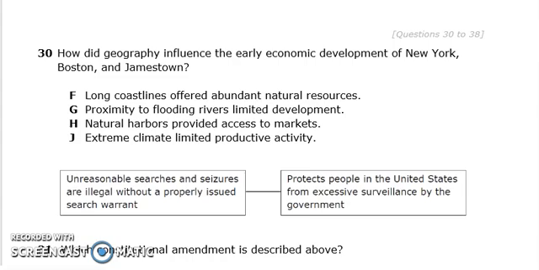Number 30. How did geography influence the early economic development of New York, Boston, and Jamestown? F. Long coastlines offered abundant natural resources. G. Proximity to flooding rivers limited development. H. Natural harbors provided access to markets. J. Extreme climate limited productive activity.